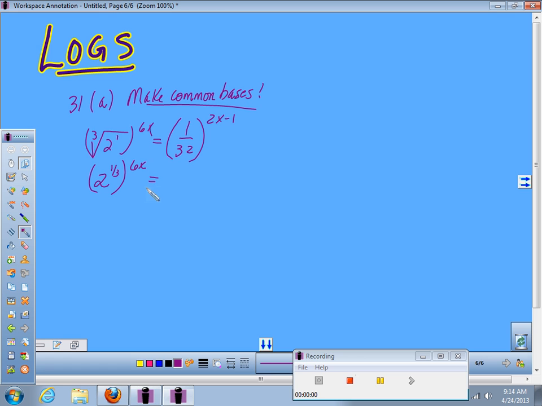What can I do to that? Can I add or multiply those two exponents? Multiply. When you have a power raised to another power, you just multiply. So that just makes 2x.